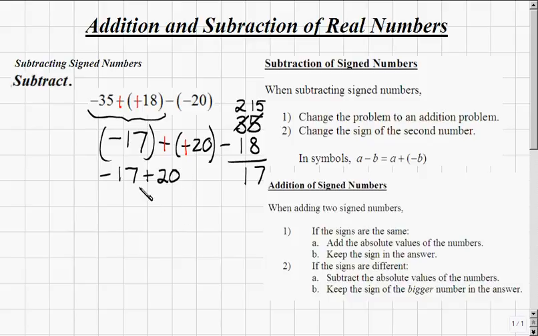We now are adding two signed numbers with different signs. So when adding them, and the signs are different, we'll subtract their absolute values and keep the sign of the bigger number. So subtracting their absolute values will be 20 minus 17, which results in 3. And since 20 is a bigger number than 17, and it's positive, our answer will be positive. So our final answer will be 3.